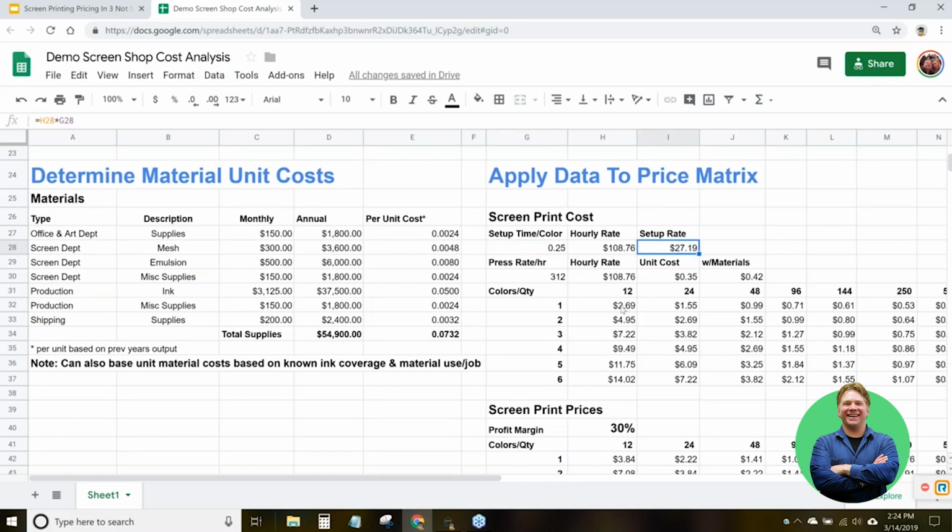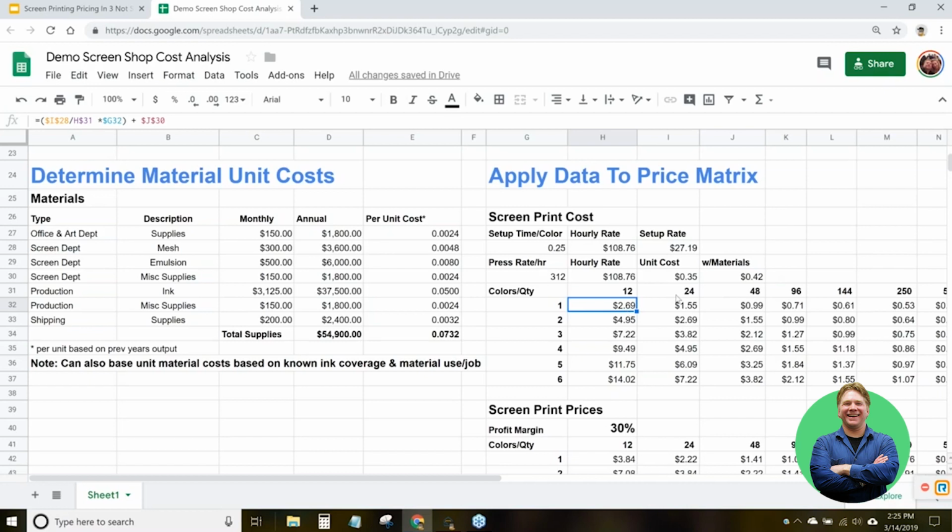So what my spreadsheet does, it looks up and says, okay, for 1 color at 12 pieces, for each piece it's going to be 42 cents, but plus I've got to amortize in this $27 for setup. So this formula here is doing that. It's saying, okay, $27.19 divided by 12 pieces plus the 42 cents. As you can see, and this surprises people quite often, at 12 pieces this 42 cents is nothing. It's all that labor to set up the press that's mostly in there.